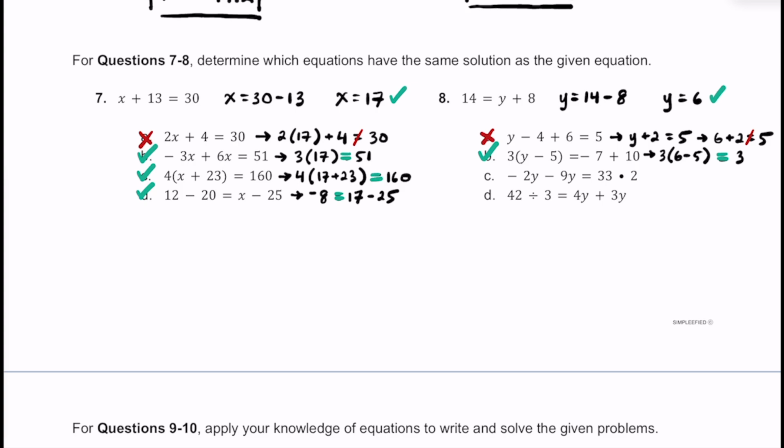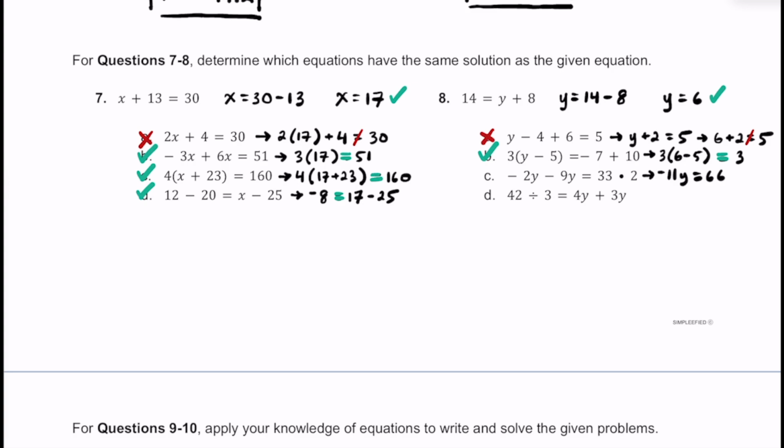For C, for this equation, notice how we have like terms on the left side. So negative 2y take away 9y, those are like terms. You can do negative 2y plus negative 9y, and that's going to be negative 11y. That's equal to, and on the right side, this is just 33 times 2, which is 66.